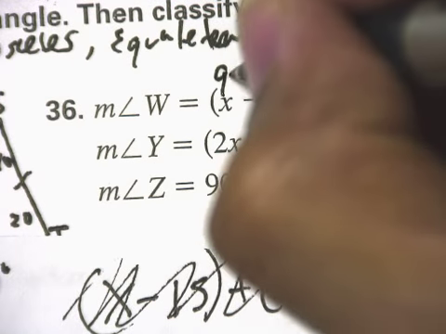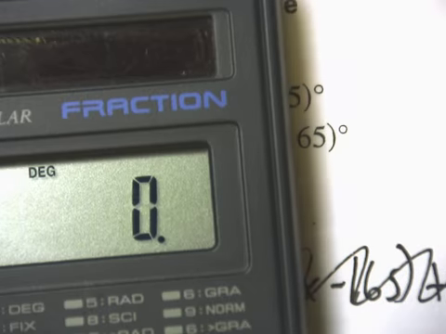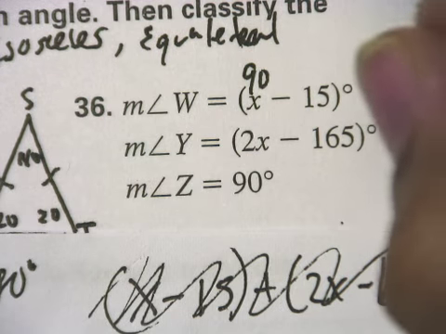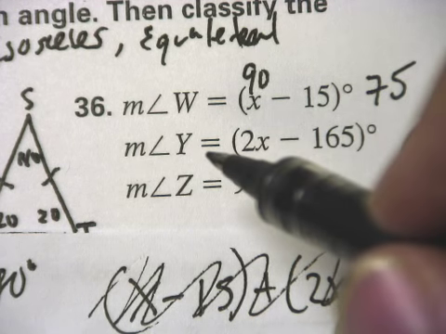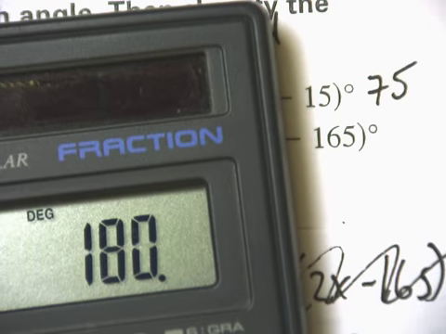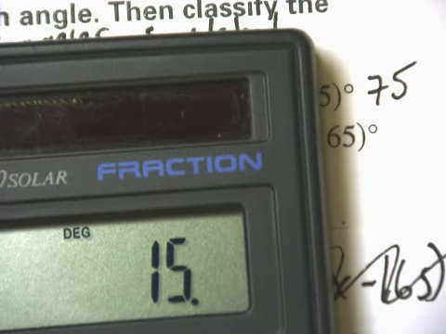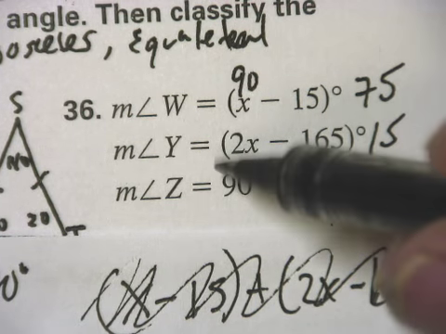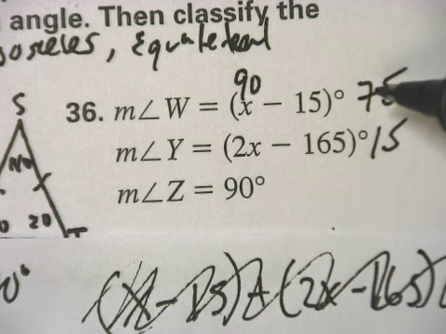Well, if x is equal to 90, now I can start figuring out these angles here. Well, this is going to be 90 minus 15. Let's take a look here. It's going to give me 75. So this is 75 degrees. Here I'm going to have 2 times 90 minus 165. Well, 2 times 90 is 180, minus, how much did we say? Minus 165. That gives us 15. So this is 15 degrees.